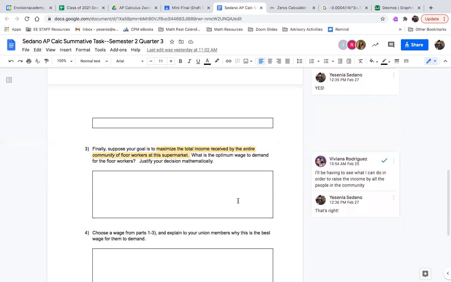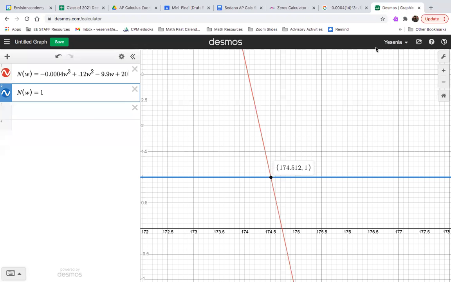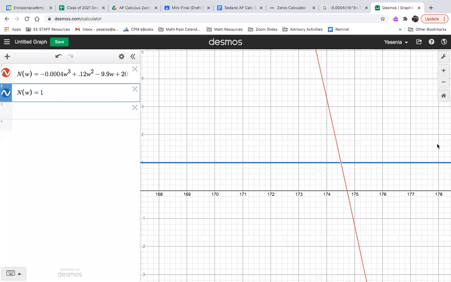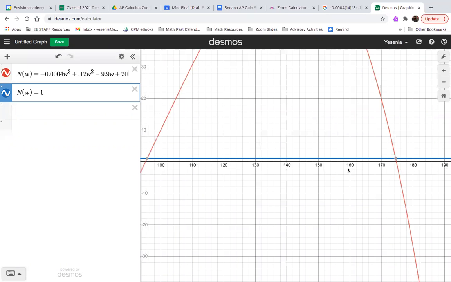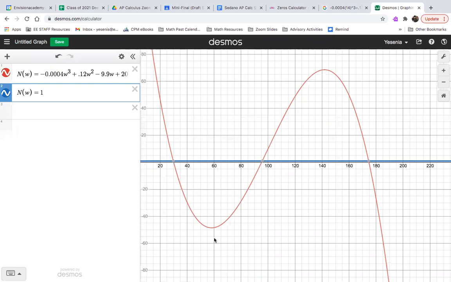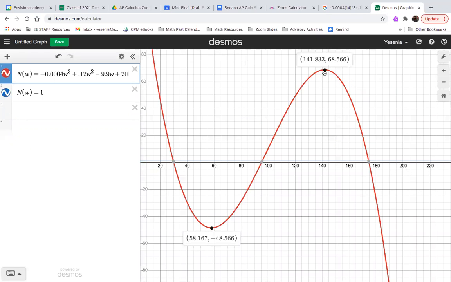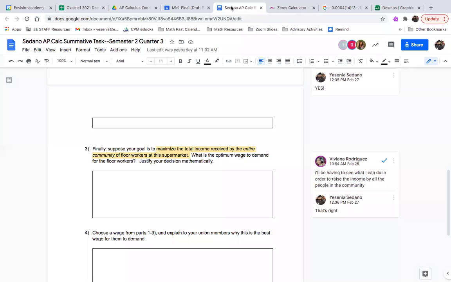All right, number 3. It says, finally, suppose your goal is to maximize the total income received by the entire community of floor workers. I feel like we're probably going to look back at the graph from number 1, or of course you could look at the Desmos. We also graphed it here, but of course I want to see you apply your calculus, use a sign chart, applying the big ideas for how we got this graph. You're able to obtain it using the sign chart and calculus. But let me go back here.